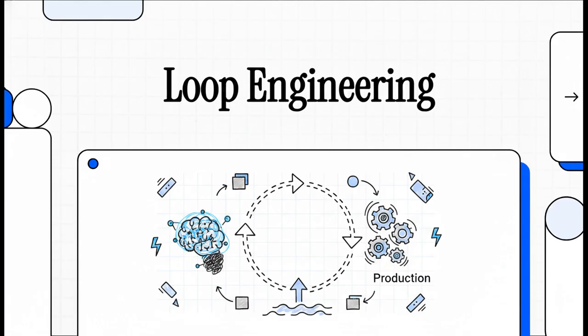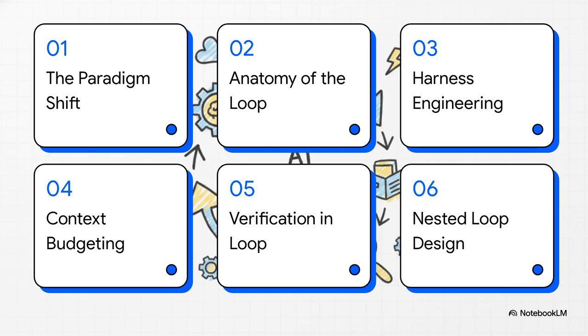It's called loop engineering. And honestly, by the time we're done here, any confusion you have around how to actually make AI agents work in the real world is going to completely disappear. To get us there, here's our mental roadmap. We're going to cover 6 parts today: the paradigm shift, anatomy of the loop, harness engineering, context budgeting, verification in the loop, and finally, nested loop design. Let's just jump right in.